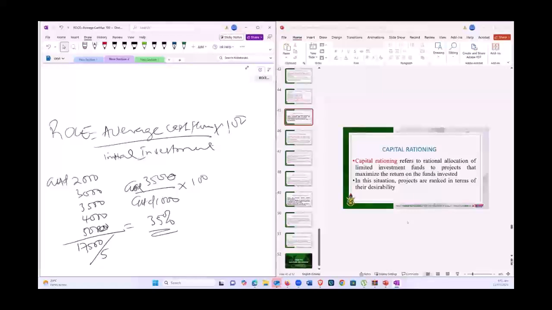That's what we call hard capital rationing. It is externally imposed. Then you also have soft capital rationing, which is self-imposed. It's not that you cannot access funds from capital markets, but just that as managers, you have decided to make do with the little that you have.